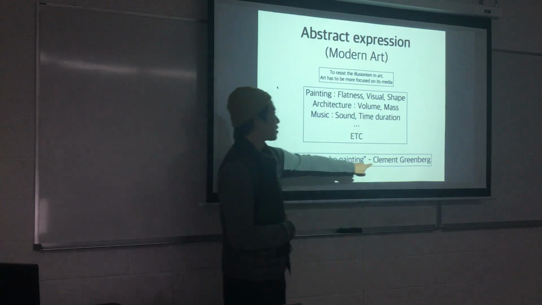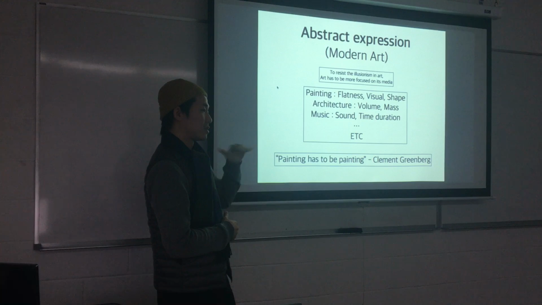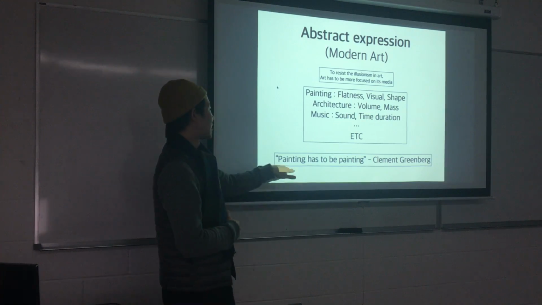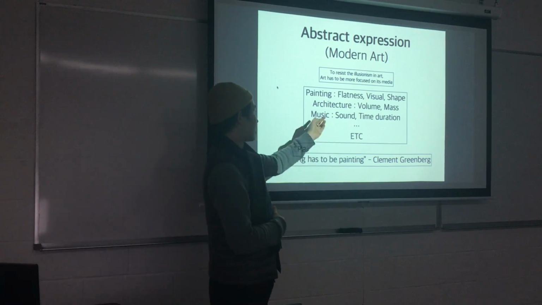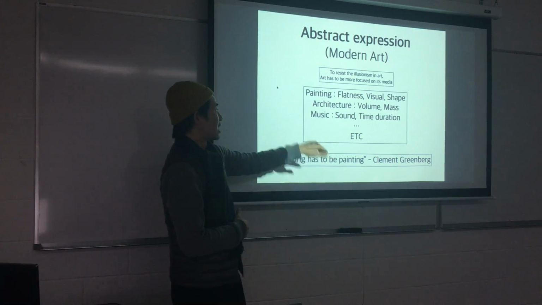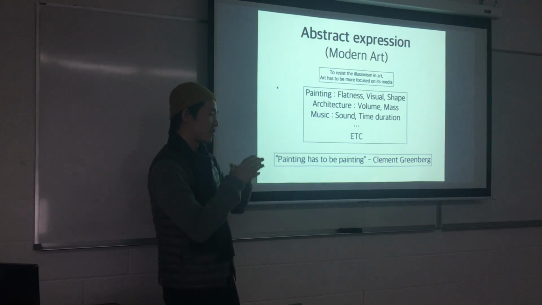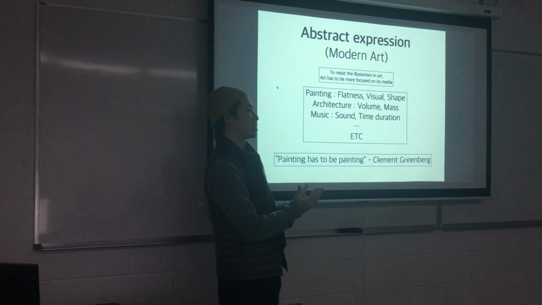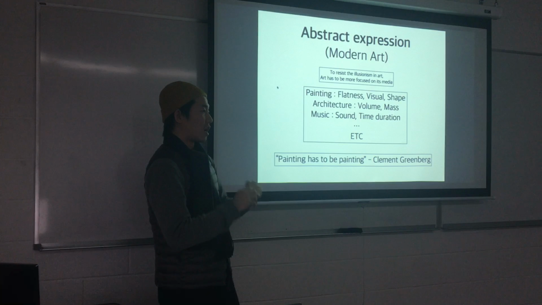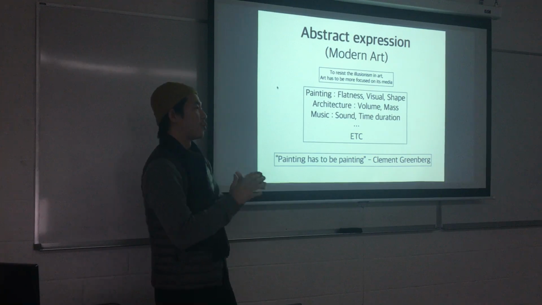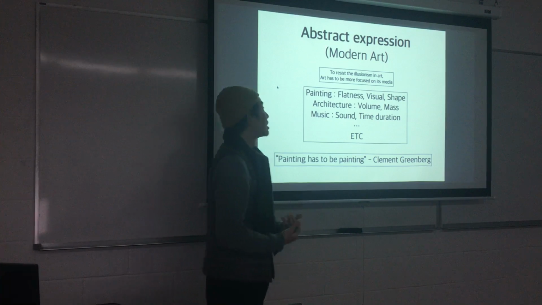Clement Greenberg, a huge art critic and art theorist in the modern period, represented this in his quote that painting has to be painting. And also in architecture, they had to focus on volume and mass, and in music, the sound and the time duration. So pretty much in this period, all art forms and art mediums had to focus on what they were doing to represent their values in the world.